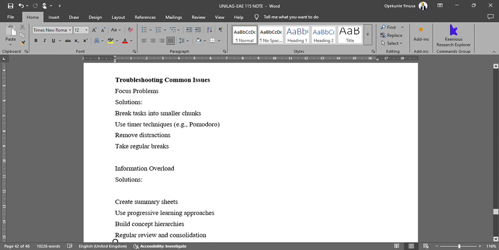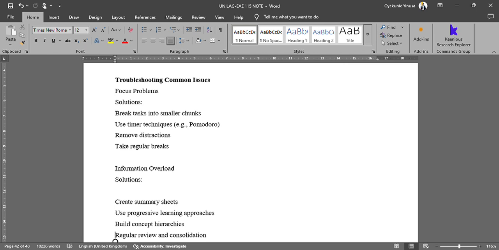Well, if you are using digital tools, if you are learning, studying, there are some troubleshooting tools to address your problems. So you must focus on your problem and address solutions that will help you solve those problems. For instance, breaking tasks into smaller chunks will help you to achieve your learning objective very fast. Use timer techniques like Pomodoro to help you manage time effectively. Remove distractions and take regular breaks.